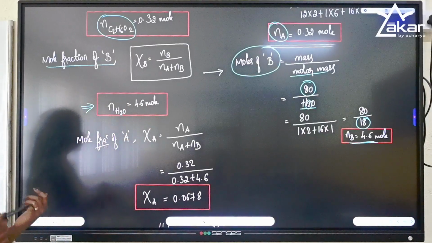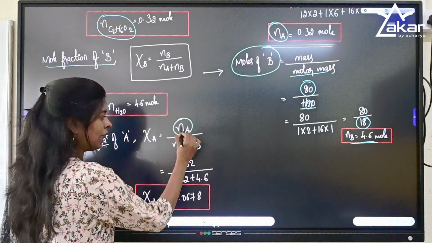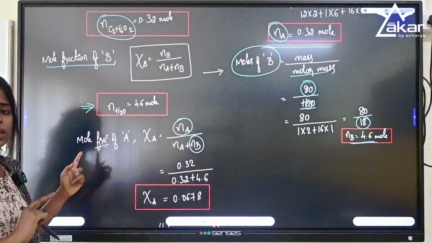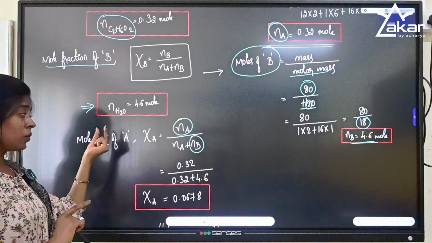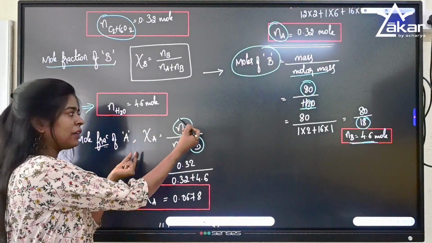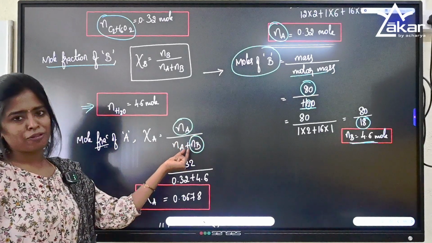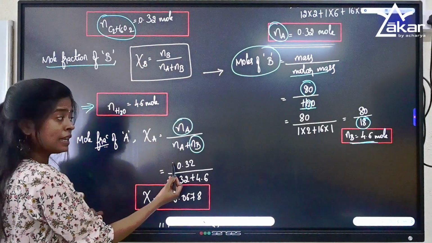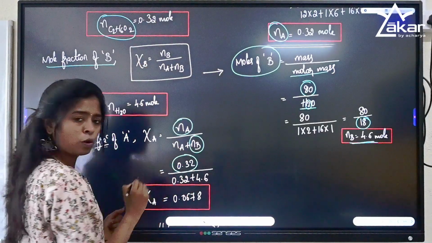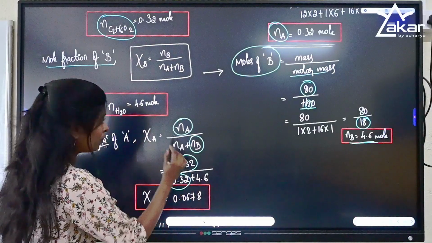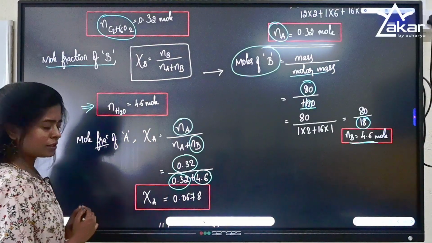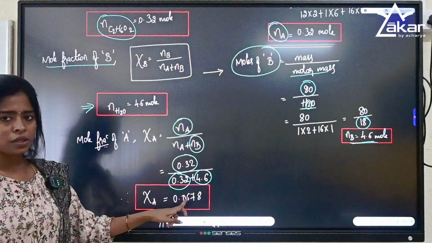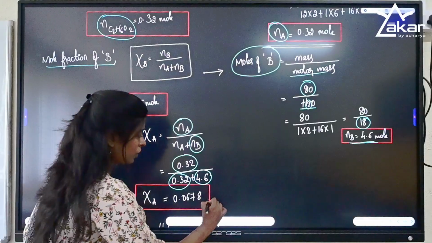So now we came to know the values of Na and Nb, right? And we have a formula here because our intention is to calculate the mole fraction of A. To calculate the mole fraction of A, we need the number of moles of A and the number of moles of B. We just calculated the number of moles of ethylene glycol and water. Just substitute it here. Na is 0.32, plus Nb is 4.6. Therefore, the mole fraction of A is found out to be 0.0678. This should be your answer.